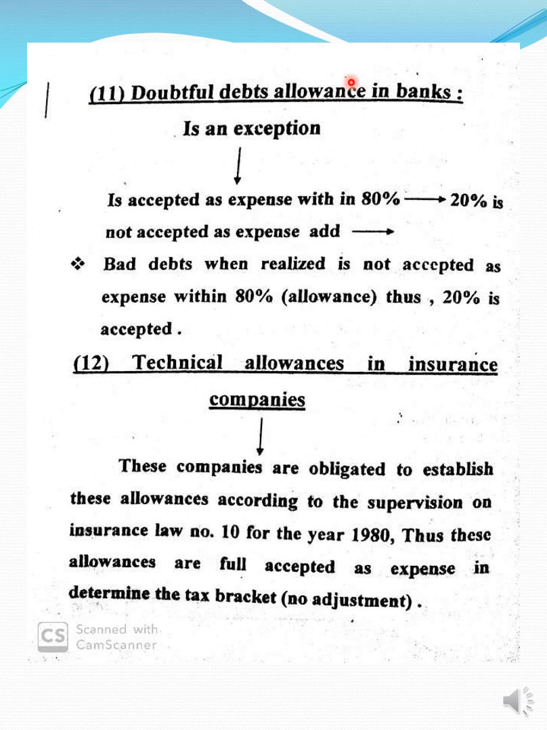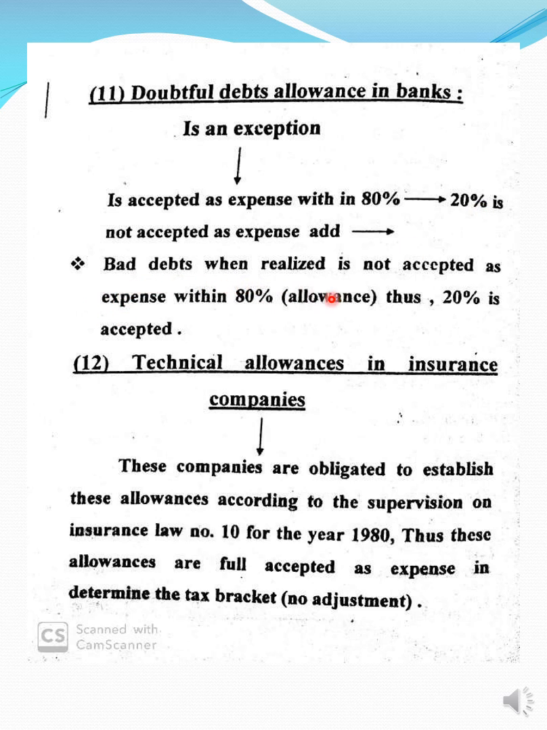We have doubtful debt allowance, don't get confused between doubtful debt allowance and the allowances. All the allowance, the item allowance, is all not accepted. But the doubtful debt allowance is accepted with 80%, so not accepted with 20%.